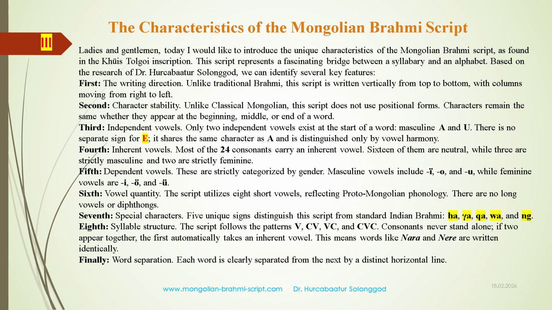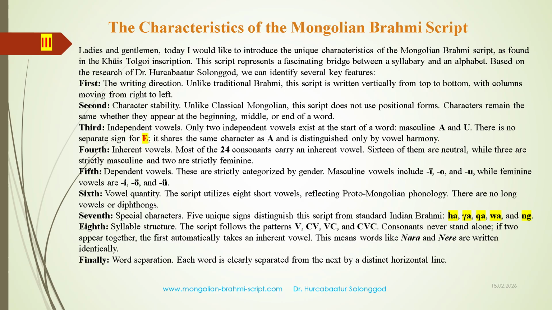Ladies and gentlemen, today I would like to introduce the unique characteristics of the Mongolian Brahmi script as found in the Khüis Tolgoi inscription. This script represents a fascinating bridge between a syllabary and an alphabet. Based on the research of Dr. Hurcabaatur Solonggod, we can identify several key features.